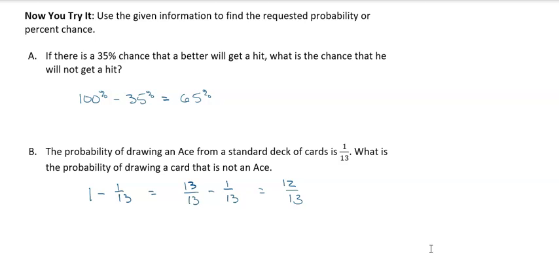Okay, hopefully you tried these, but A, you should get 65% chance that he will not get a hit, and the probability of not drawing a card that is an ace is 12/13. So you can just take 1 minus 1/13 is 12/13.